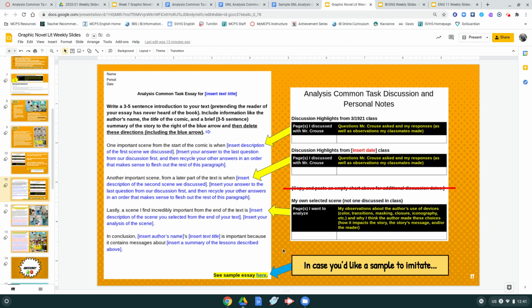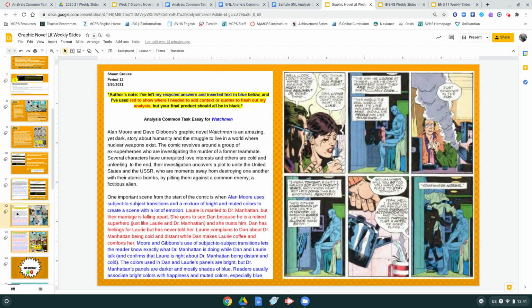If you get completely lost, I've made a sample for you to look at. If you click on this hyperlink, it uses my examples from Watchmen. A quick note: I left my recycled answers and inserted text in blue here, and I used red to show where I needed to add in context or quotes to flesh out my analysis. But when you're done, you would make sure that all of your text is completely in black. It shouldn't be all colored this way.